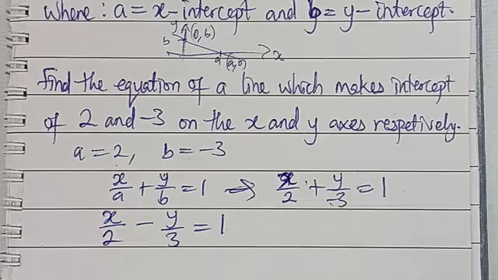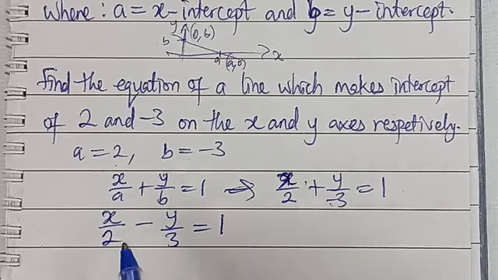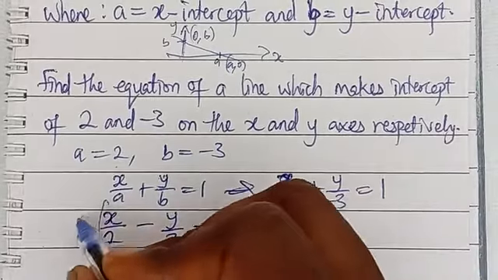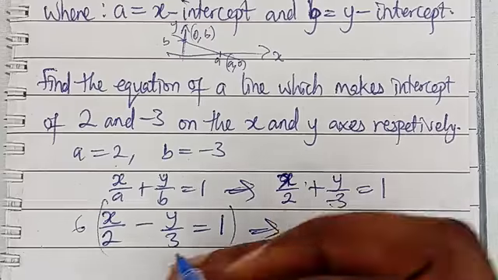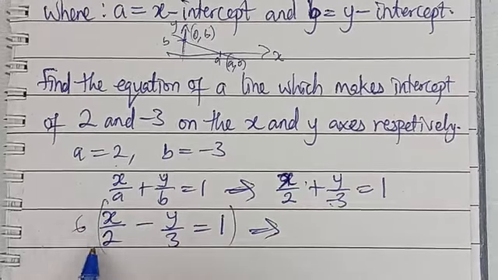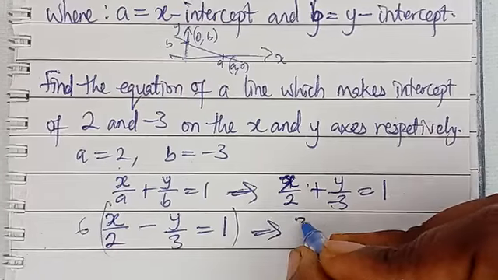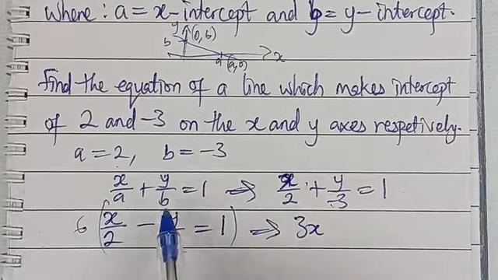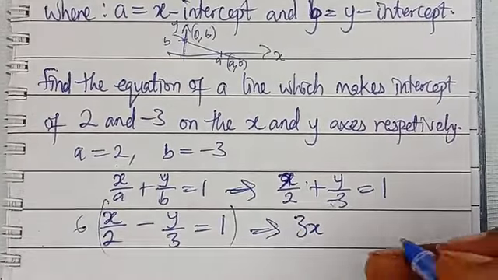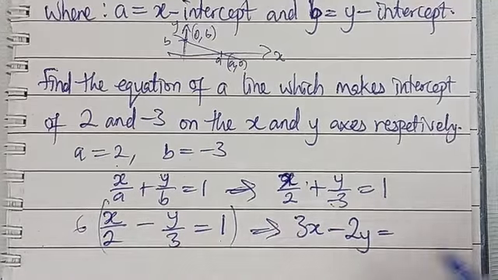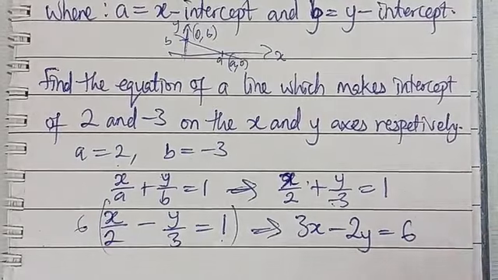Now, we can't leave this equation in fraction form. What we have to do is multiply every term in this equation by the LCM of the denominators. The LCM of 2 and 3 is 6, so we multiply everything by 6. The denominators divide into the 6 and multiply the numerator. 6 divided by 2 is 3, 3 times x is 3x, 6 divided by 3 is 2, 2 times y is 2y, equal to 6 times 1, which gives us 6. So this is that equation.